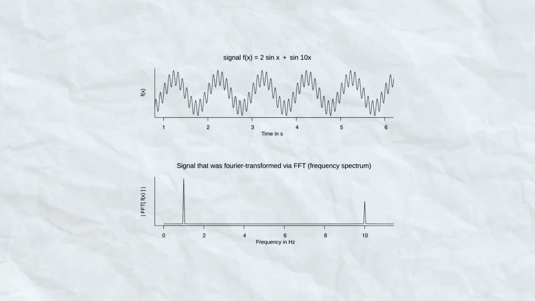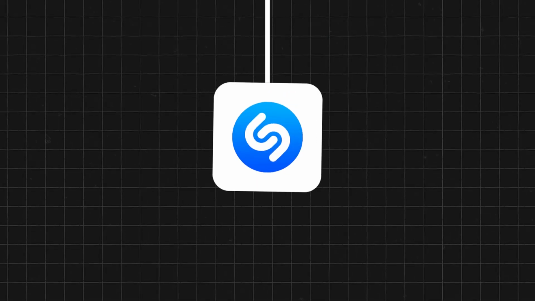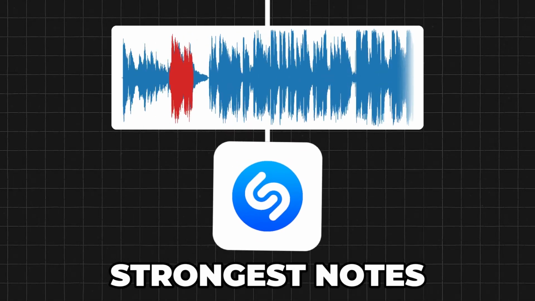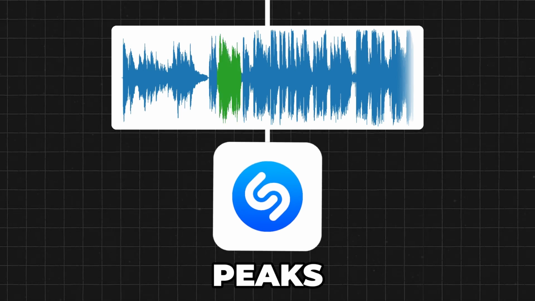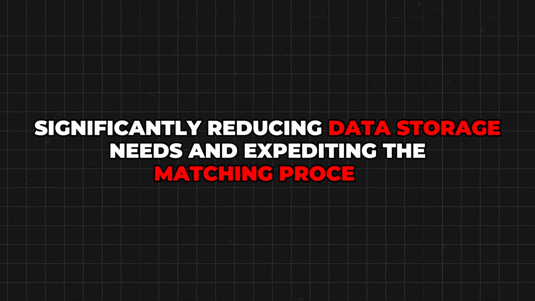The FFT identifies which notes are present and how strong they are at each moment. Shazam then flags the strongest notes, commonly referred to as peaks, and discards the rest, significantly reducing data storage needs and expediting the matching process.